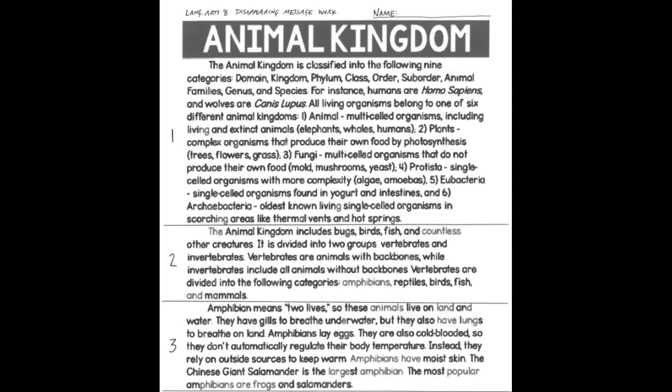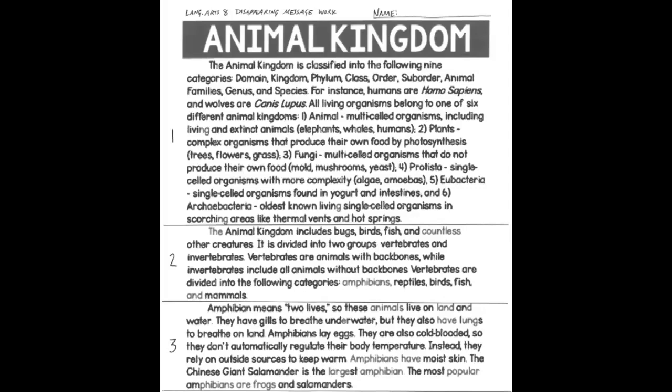All living organisms belong to one of 6 different animal kingdoms. 1. Animal. Multi-celled organisms, including living and extinct animals, elephants, whales, and humans. 2. Plants. Complex organisms that produce their own food by photosynthesis: trees, flowers, and grass. 3. Fungi. Multi-celled organisms that do not produce their own food: mold, mushrooms, and yeast.